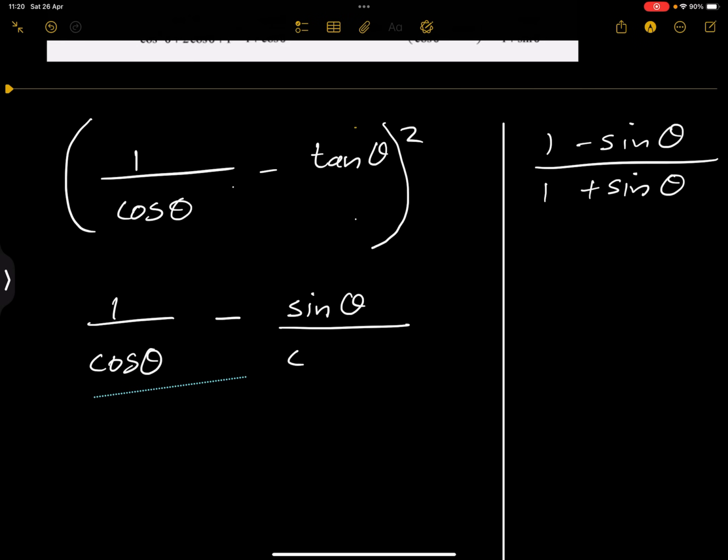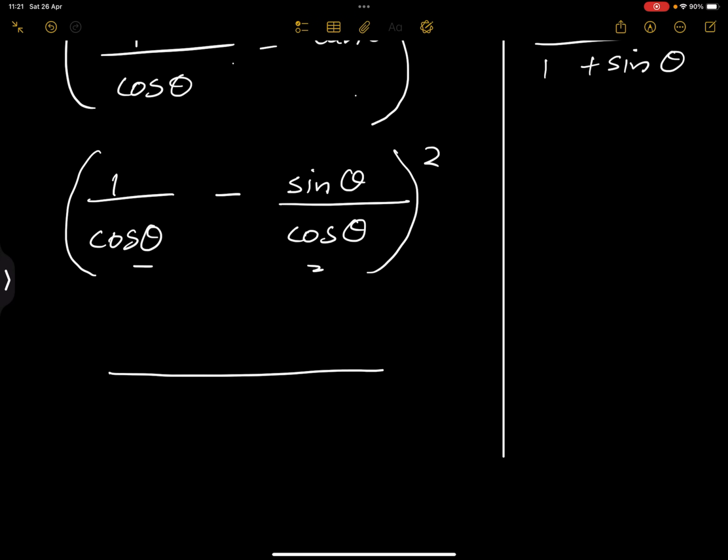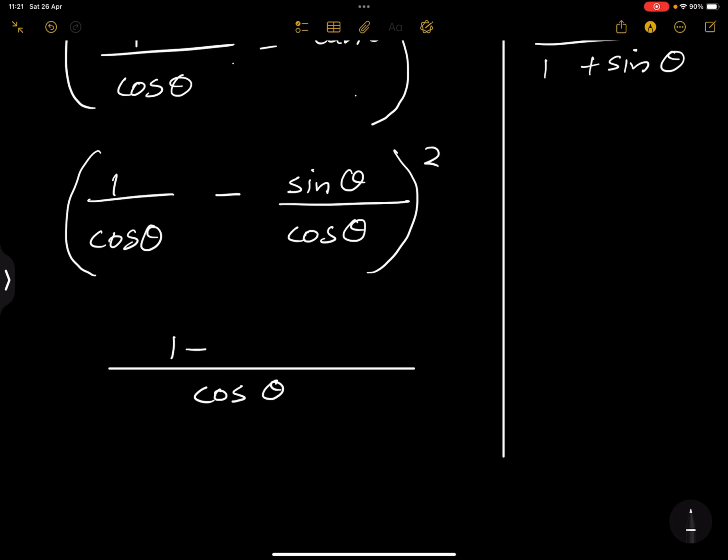I said you convert everything into sine and cos. So this is all squared, and I'm working only on the left-hand side. Now, if you notice, we've got cos and cos as our LCD, so it only becomes one fraction, with cos of theta as the denominator. If our denominators are the same, we can simply add the numerators together. So we've got 1 minus sine of theta.